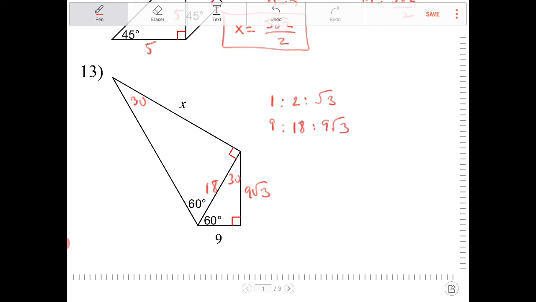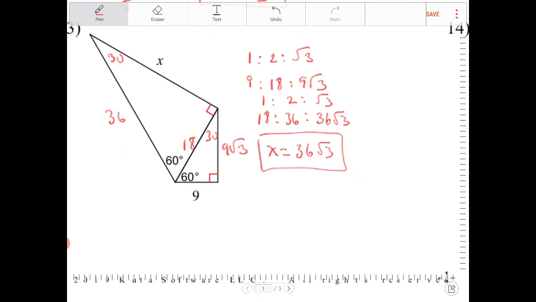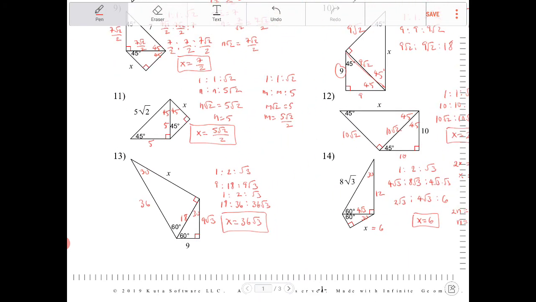And then the next one, I have 18 something and something, right? And again, it corresponds with 1, 2, radical 3. So what am I multiplying the side length of 2 by? By 18, I get 36, and the last side is 36 radical 3. So x is equal to 36 radical 3. The hypotenuse is 36, but x is 36 radical 3, that's the other leg.